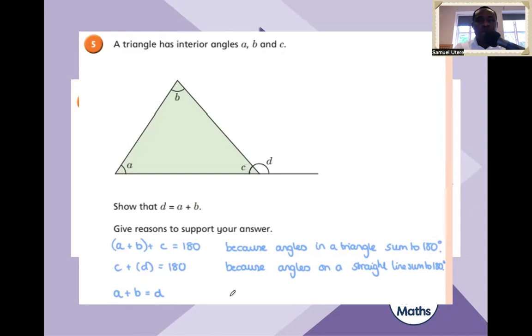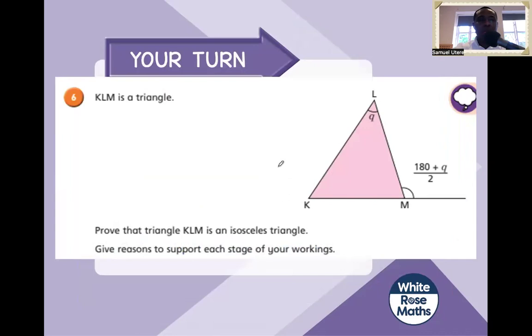Now, if we look at this expression, we can see that the D is being represented by A plus B. You can see it here. So we can say A plus B is equal to D. Pause the video and answer question 6 in 2 minutes. Assuming you've paused the video and you've answered question 6, here are the answers.